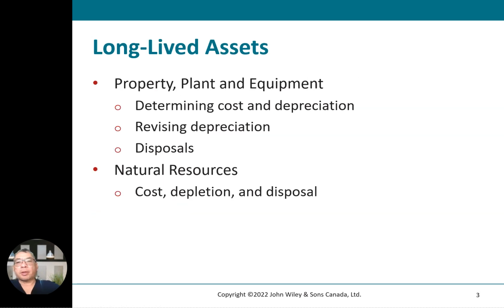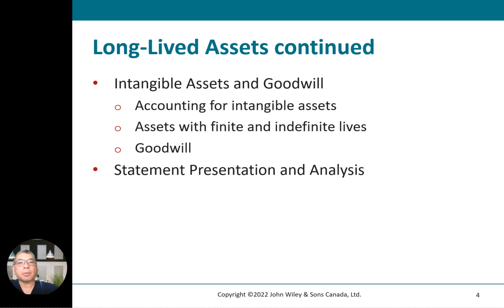Okay, let's look at long-lived assets. We call it PPE. Determine the cost, depreciation, revising depreciation, and doing a disposal. For natural resources, there's also a cost, depreciation, and disposal. Natural resources are things like timberland, mining operations, something like that. Calculate the cost of intangible assets and goodwill, accounting for intangible assets, both definite and indefinite life, and goodwill, as well as the statement percentage analysis. We're going to dive into detail here.